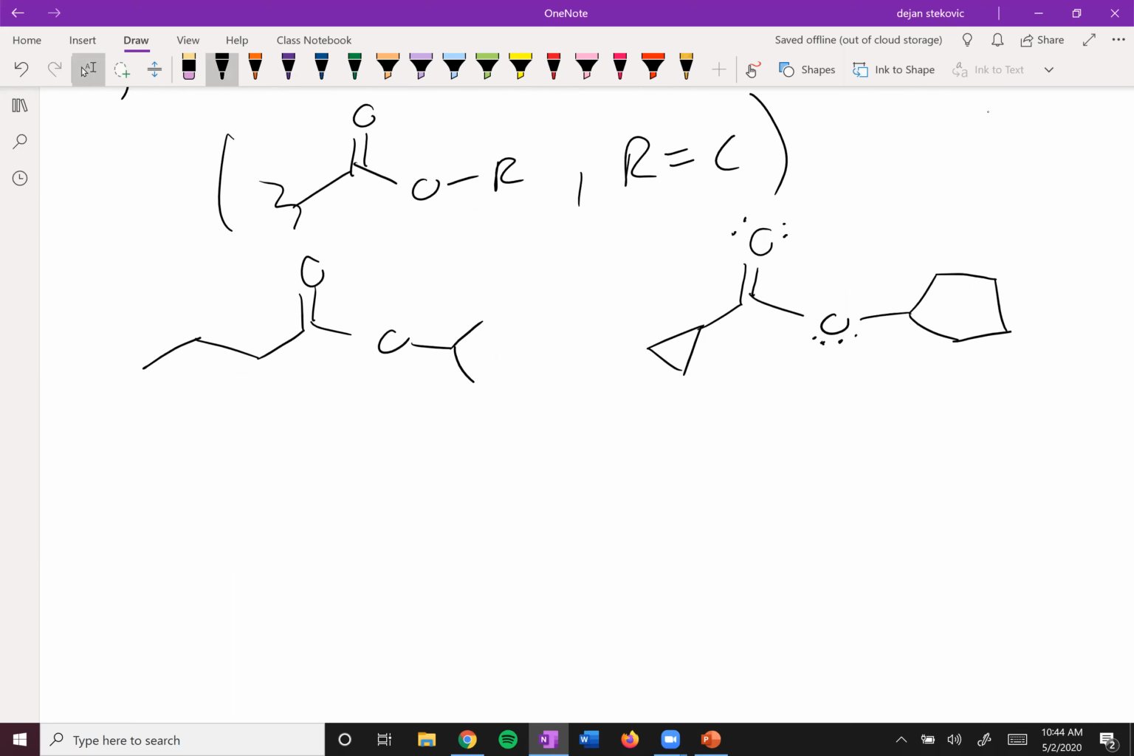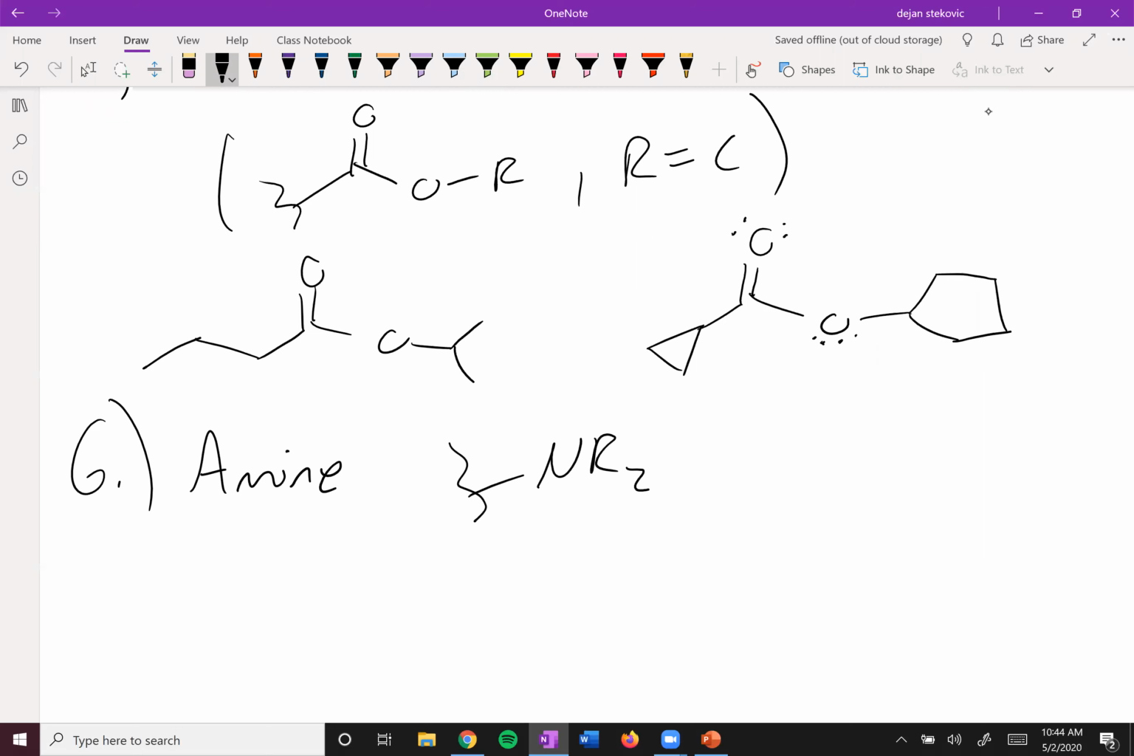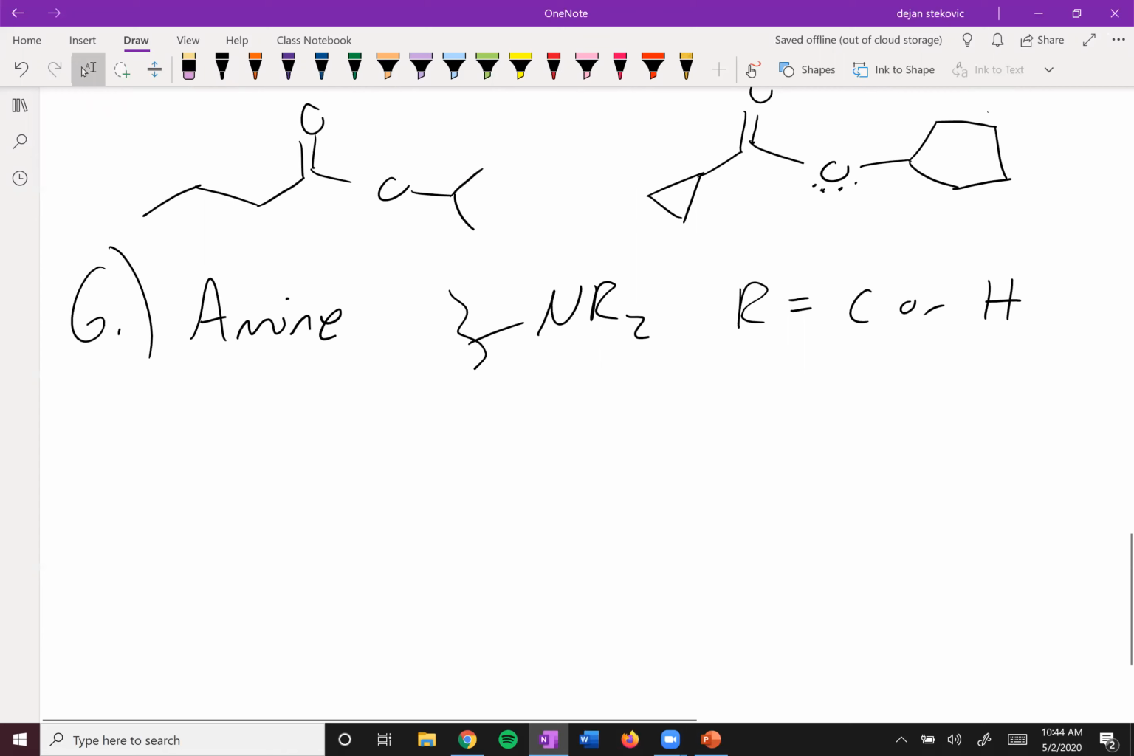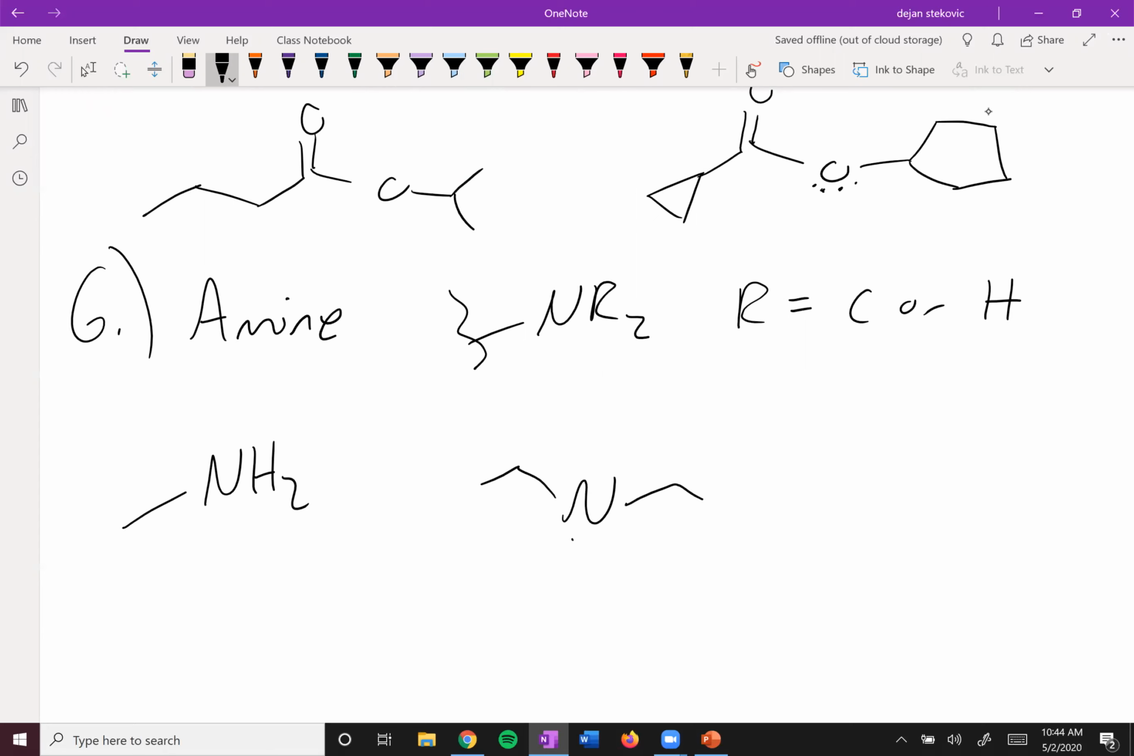Next up, we have an amine. An amine is a nitrogen. So some kind of nitrogen. These R's can be carbons or hydrogens. So here's methylamine. If you watch Breaking Bad, that's referenced there. And then we have something like this, triethylamine. So this nitrogen with 3 ethane groups on it. This is where fish get their bad smell from.